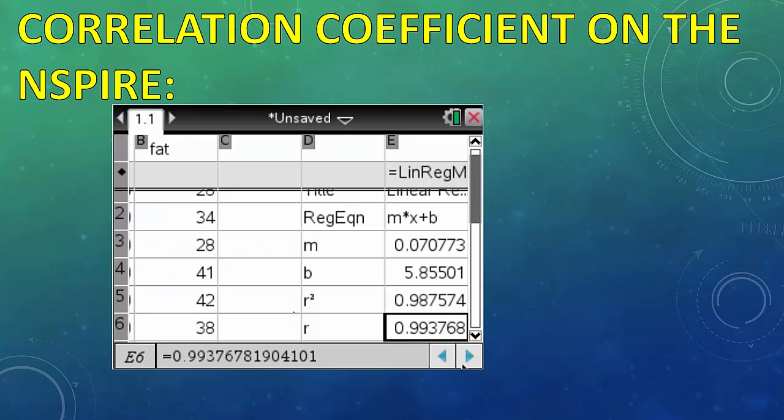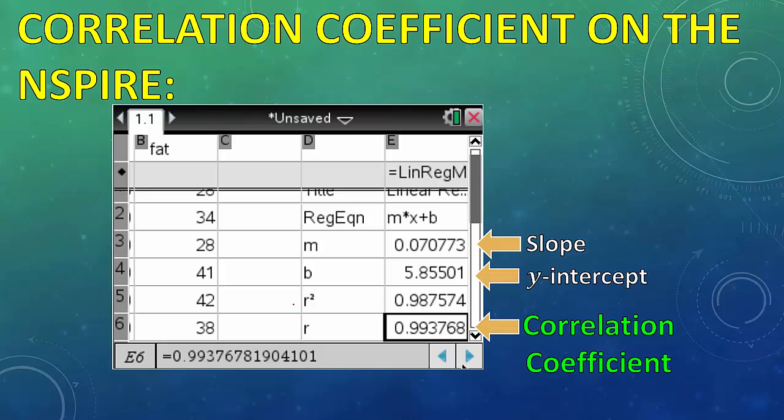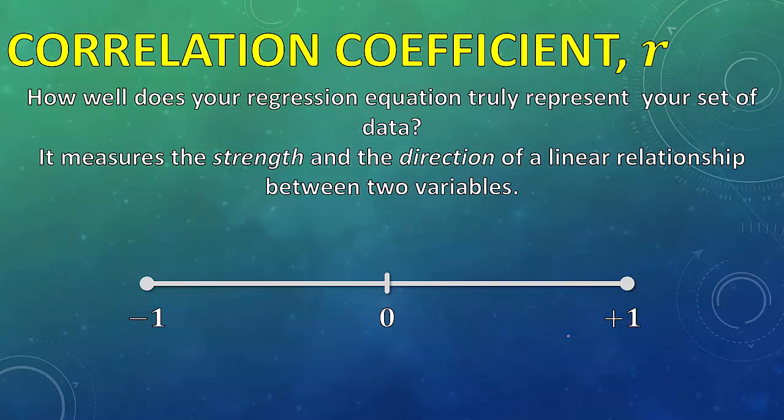All right, so now to find the correlation coefficient on the Nspire, we're going to go through it like in the previous videos, except there's one more thing to read. Remember how we found the slope and the y-intercept, but now we're going to have this box here. This r, not the r squared, but the r, is your correlation coefficient, which is important. It basically means how well the equation that the calculator comes up with truly represents your set of data. It measures the strength and direction of a linear relationship between the two variables.